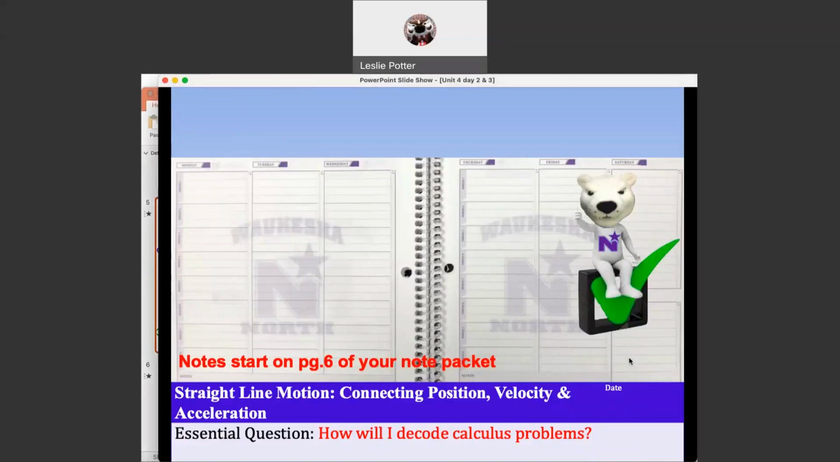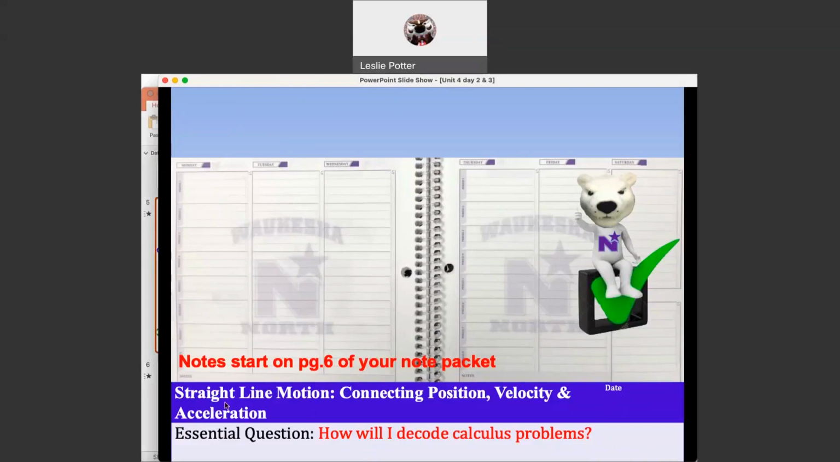These are the notes for Unit 4, Day 2. These are on page 6 of your packet. And we're talking about contextual problems. So the focus for these notes are when we have contextual problems that involve motion. So this is going to be very physicsy.